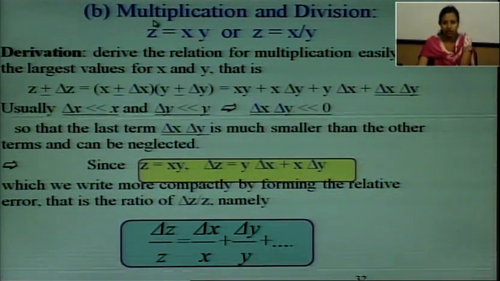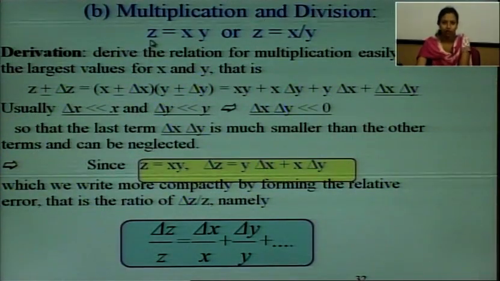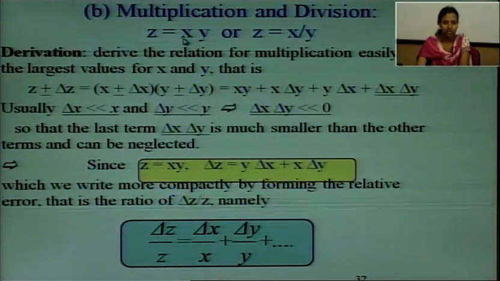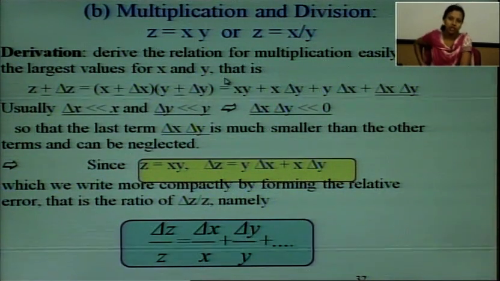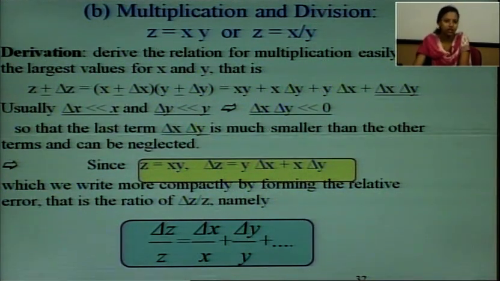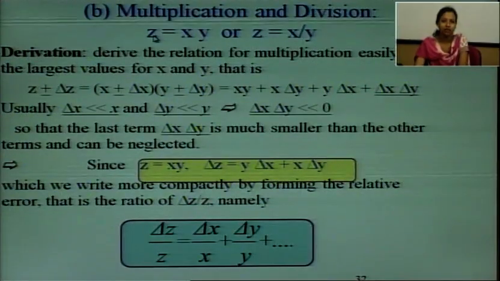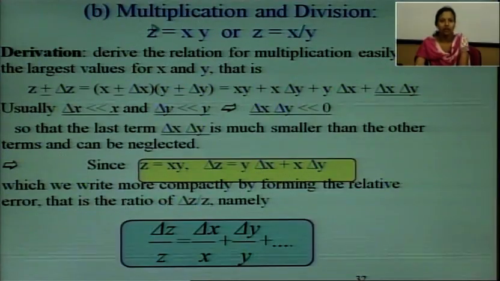Next is another propagation of error. While we are making the measurement of any physical quantity which is a multiplication or a division of two individual quantities, like Z is equal to X into Y or Z is equal to X upon Y, then we can easily calculate the error or uncertainty in the measurement of this quantity Z.